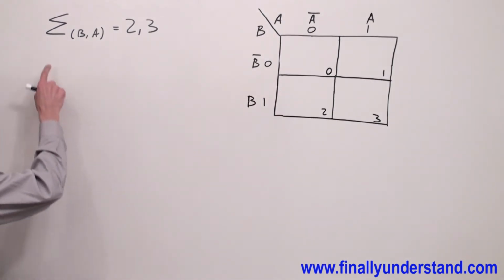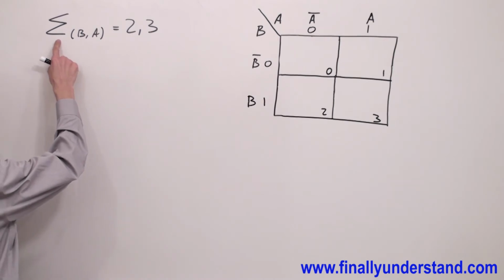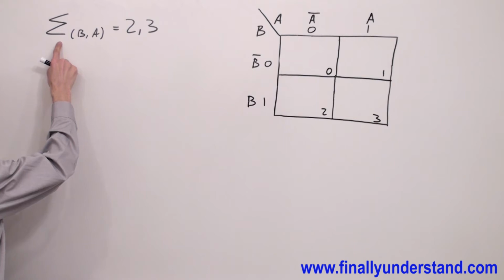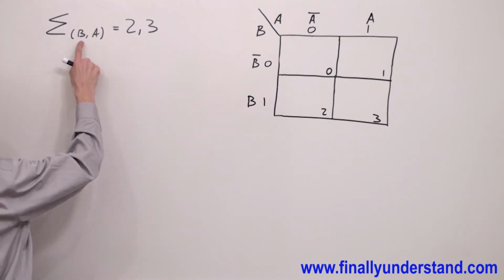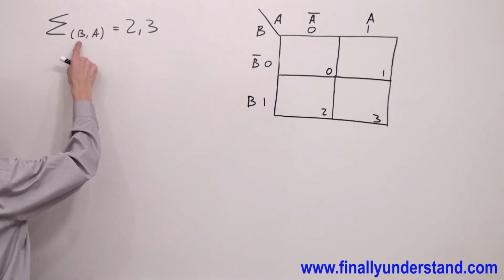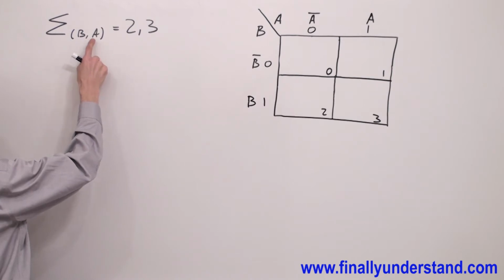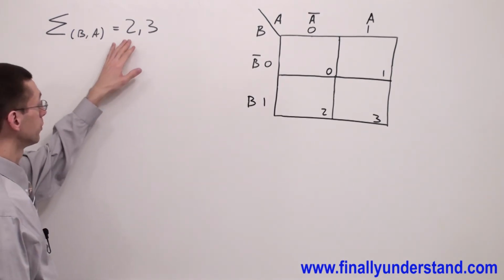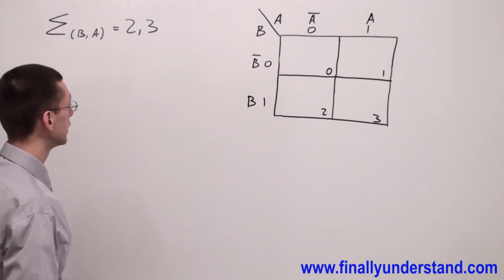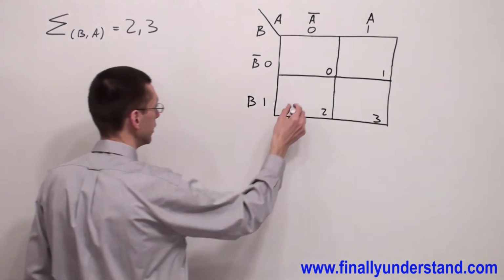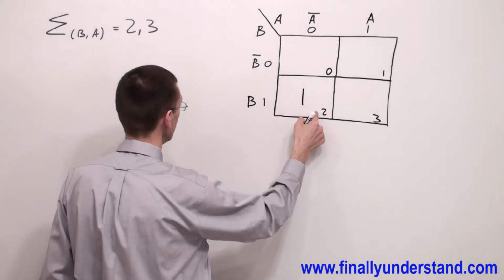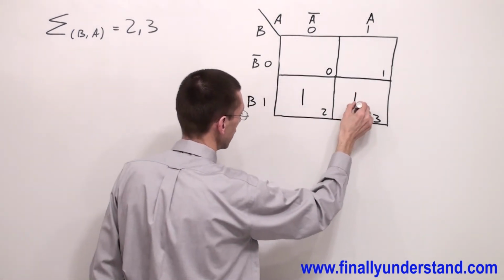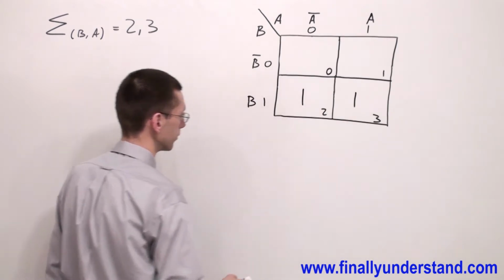This is nothing else, just a summation sign, which is going to represent my SOP, and BA is telling me that B is the most significant bit and A is the least significant bit. 2 is telling me that I'm supposed to place 1 in cell number 2, and 3 is telling me that I'm supposed to put 1 in cell number 3.